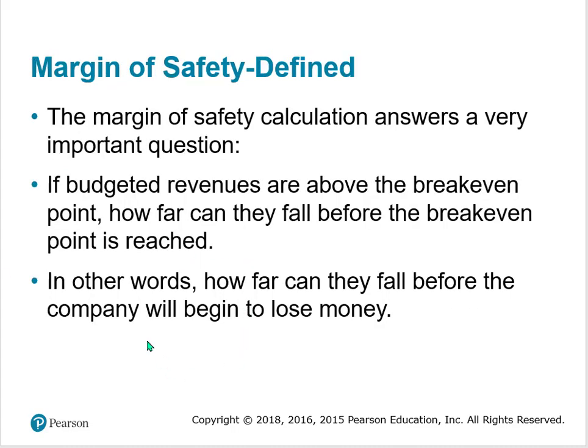And then margin of safety. It's an aspect of sensitivity analysis that answers the specific question: if budgeted revenues are currently above break-even, how far can they fall before we hit the break-even point? That's the question. How far can they fall before we start to lose money?